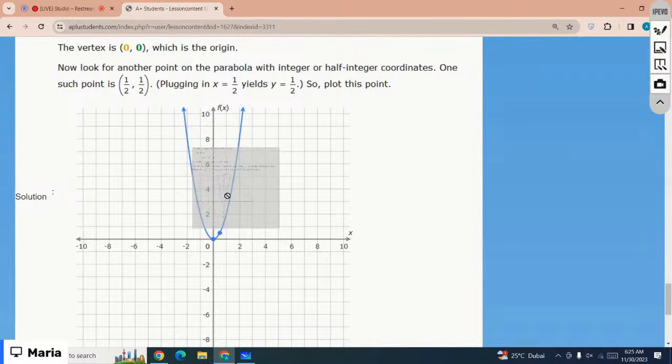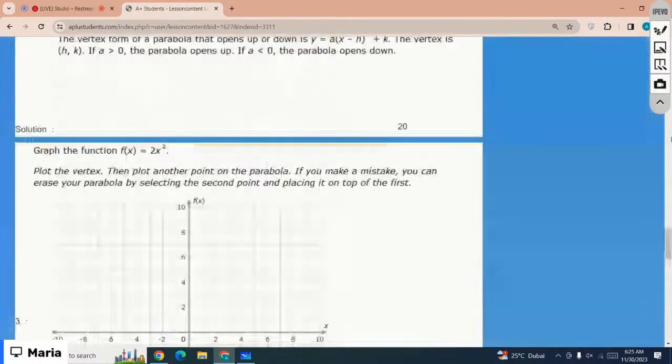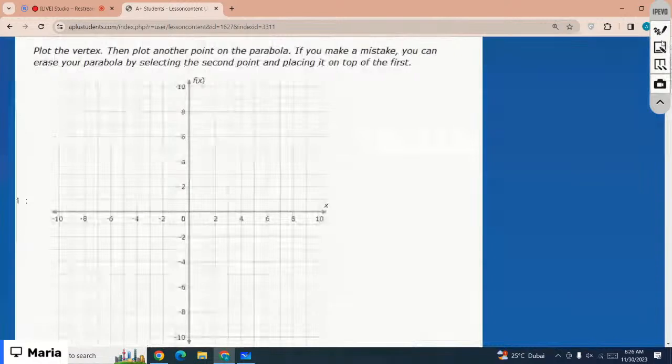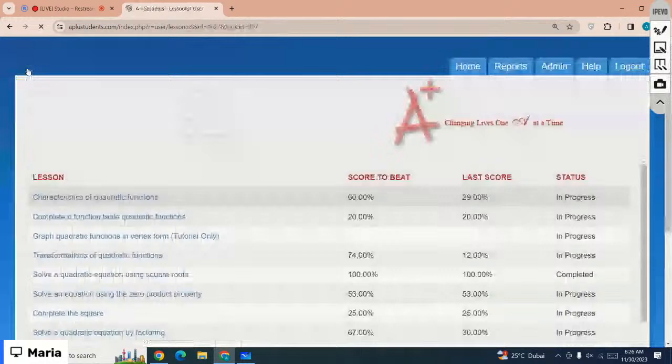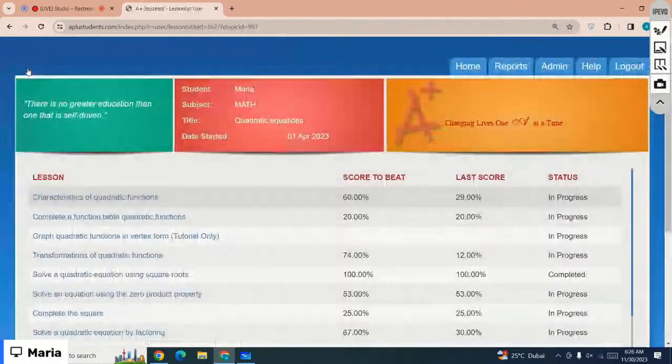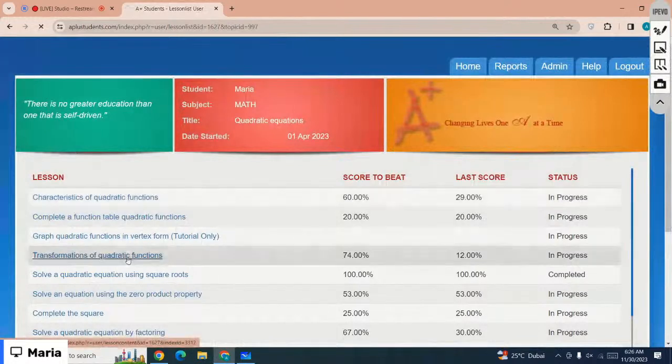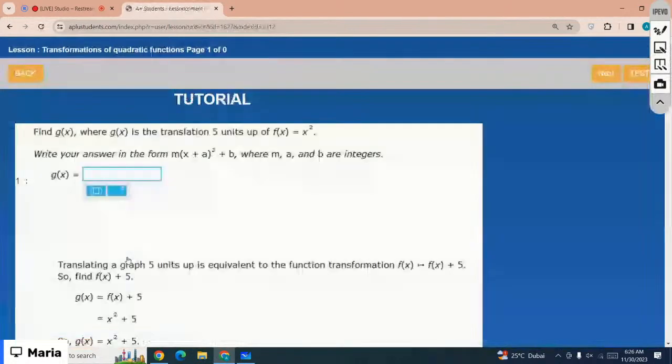Okay, let's just move on to the next lesson. The next lesson is transformations of quadratic functions. So let's just start with the lesson. Find g of x, where g of x is the translation 5 units up of f of x equals x squared. So you are going to translate the function 5 units up, right?